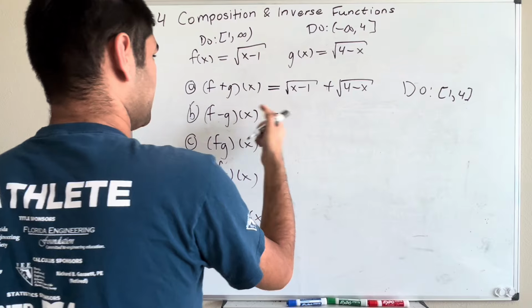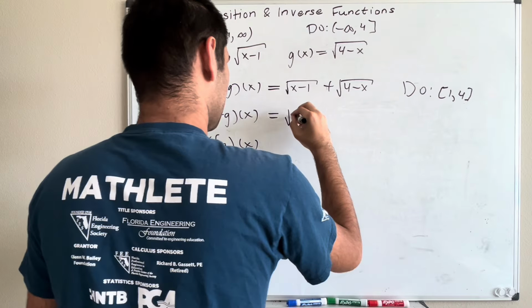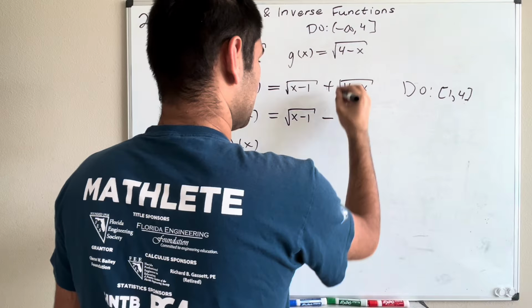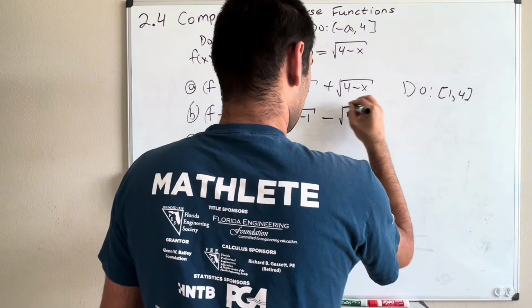All right, let's do the next one. Now we have f minus g of x. That's just f of x, which is the square root of x minus 1, and now it's minus g of x, which is the square root of 4 minus x. And the domain is the same.